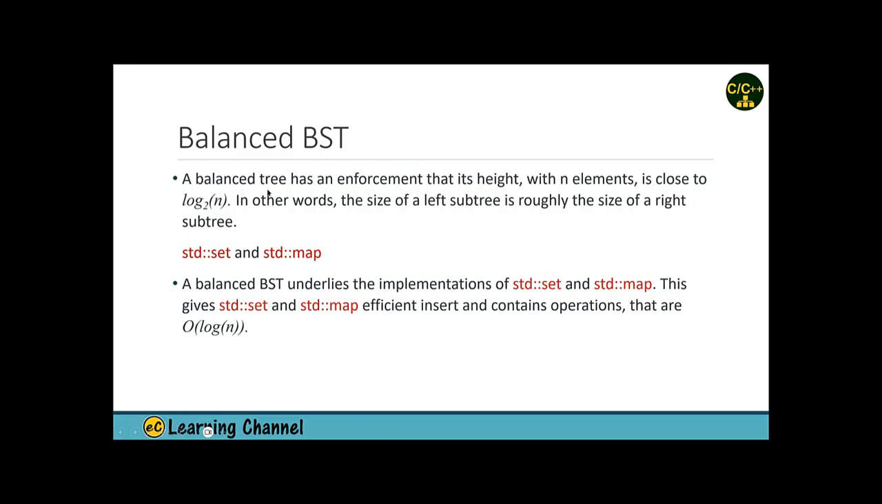A balanced tree enforces the height with n nodes to be close to log 2 n. In other words, the size of the left tree is roughly the same as the size of the right child. A balanced binary search tree underlies the implementation of set and map. In fact, the set and map in C++ are using a tree map. They are not using the hash map.